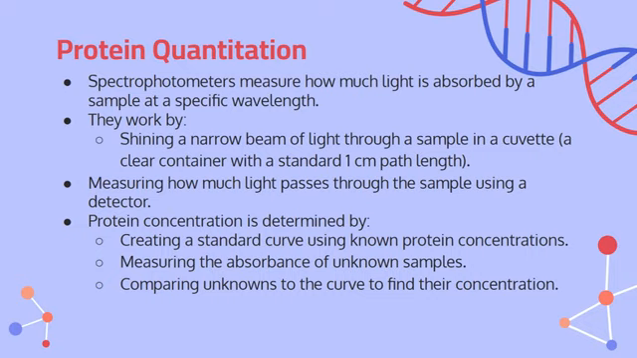These are clear containers with a standard 1 centimeter light path. Measuring how much light passes through a sample using a detector, these spectrophotometers can then determine how much light is being absorbed by the substance. Protein concentration is determined by creating a standard curve using known protein concentrations, measuring the absorption of an unknown sample, and then comparing unknowns to the curve to find their concentration.